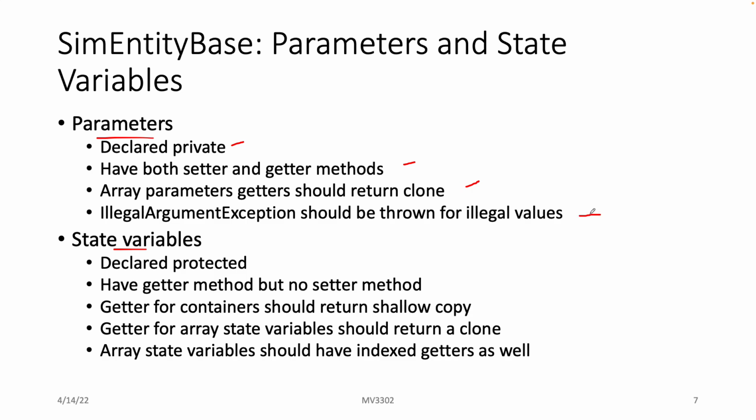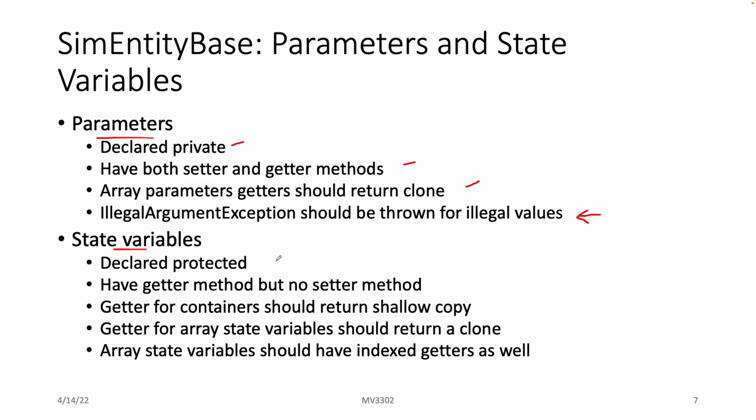So what you should do is protect your parameters with illegal argument exceptions. If I try to set a server component with, say, 0 or a negative number of total servers, there's no point in running the model. So at the very least, I should throw an illegal argument exception, saying no, you're not going to run this model with that value.